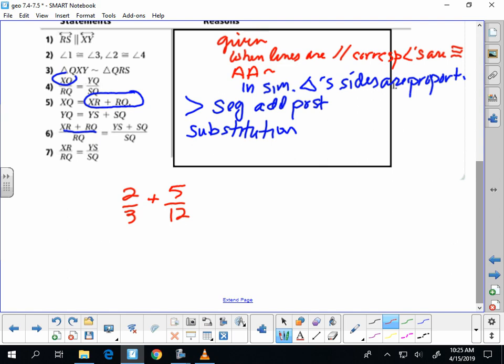Sure. So how do I get 2/3 to be 12? So I have to multiply top and bottom by 4, so I get 8/12 plus 5/12, right? Because that already is in 12ths. Could I rewrite that as 8 plus 5 over 12? Right, and that is 8 and 5 is 13/12. We're kind of doing that.